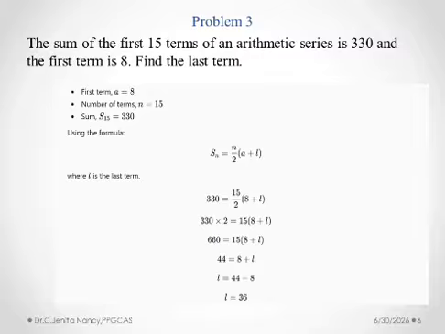Here it is asked for the last term, so we are using the formula Sn is equal to n by 2 into a plus L, where L is the last term. That gives 330 is equal to 15 by 2 into 8 plus L. L here is unknown, therefore we take it as such, which gives 330 into 2 is equal to 15 into 8 plus L. That becomes 660 is equal to 15 into 8 plus L, which gives 44 is equal to 8 plus L. That gives the solution as L is equal to 44 minus 8 is equal to 36.